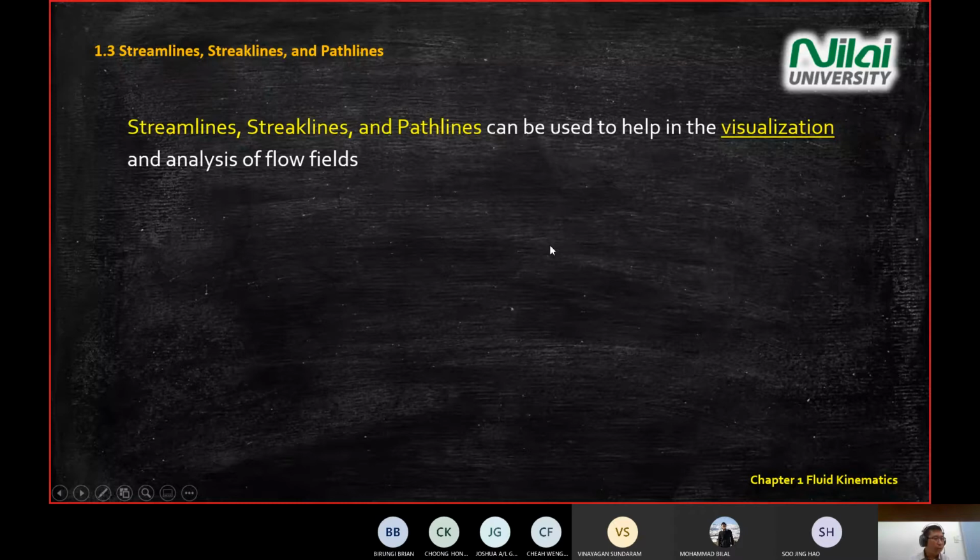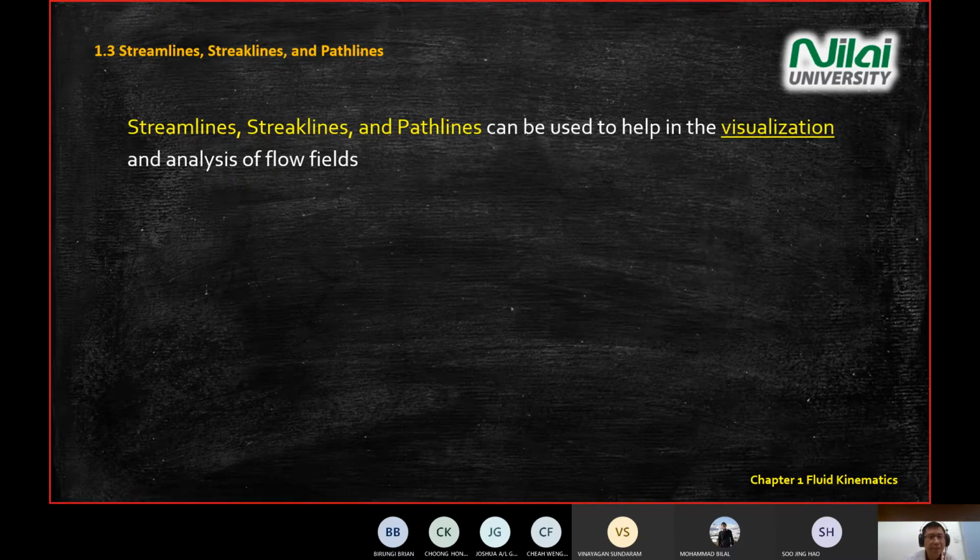Now we look at tutorial question 10. We are going to look at what a streamline, streakline, and pathline are in the following lecture. These streamlines, streaklines, and pathlines are tools for us to visualize. In application, you will see them in simulation software. The simulation is a visualization tool.